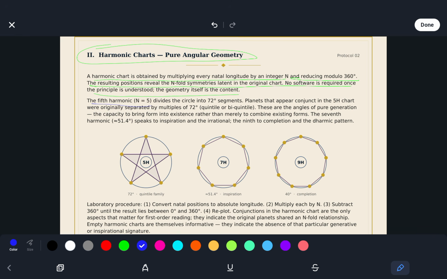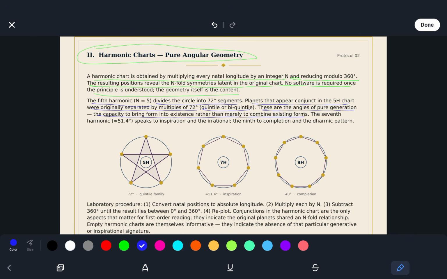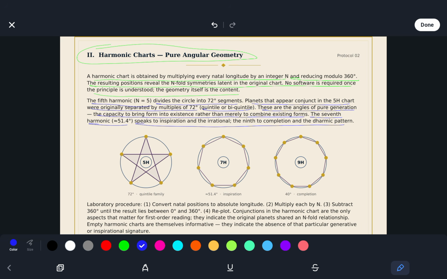The fifth harmonic, n equals 5, divides the circle into 72 degree segments. Planets that appear conjunct in the 5th harmonic chart were originally separated by multiples of 72 degrees, quintile or biquintile. I meant to say the 5th harmonic, quintile or biquintile, not the 5th house. These are the angles of pure generation, the capacity to bring form into existence, rather than merely to combine existing forms. The 7th harmonic, which equals 51.4 degrees, speaks to an inspiration in the irrational, while the 9th speaks to completion and the dharmic pattern.